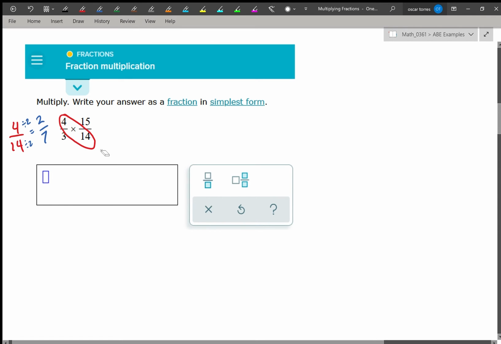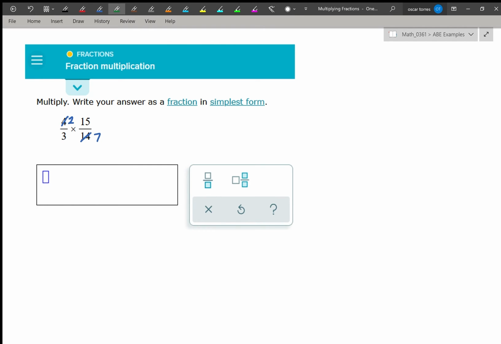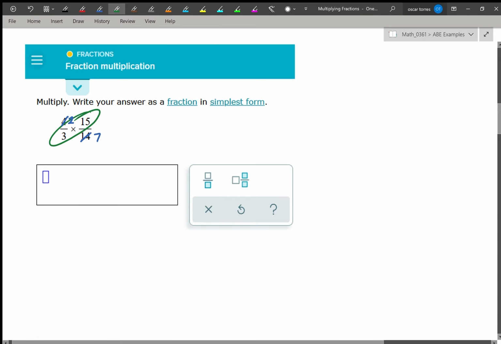So in our original expression, I'm going to replace this 4 with a 2, and I'm going to replace this 14 with a 7. Now I'm going to repeat the process for the other diagonal, the 15 and the 3.